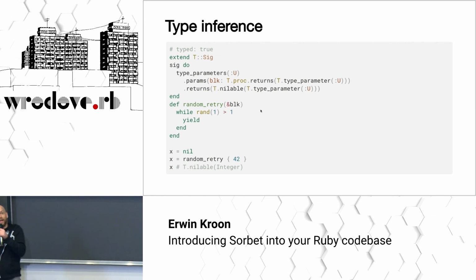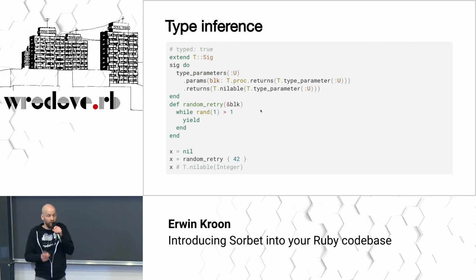So Sorbet has generics. In this case, instead of writing this let definition, which I don't want, let's make a random retry method that takes a block. Then we have a type parameter, U. Then we have the param, and there is a special syntax in Sorbet which works with blocks. The standard block, not any block, but the anonymous block that you can use with yield. And then we can say the return value will be this generic type, but nillable.